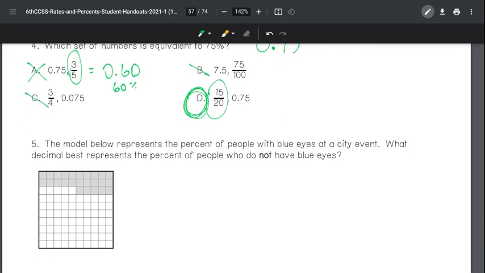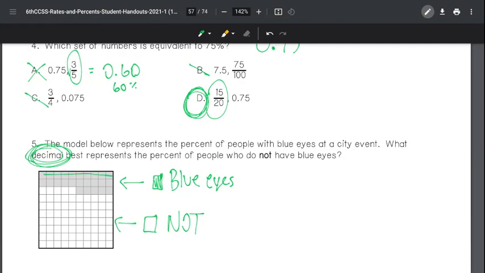Number 5, the model below represents the percent of people with blue eyes at a city event. So colored in boxes are blue eyes. What decimal best represents the percent of people who do not have blue eyes? All the white boxes are not blue eyes. So if I count this, 10, 20, 1, 2, 3, 4, 5.